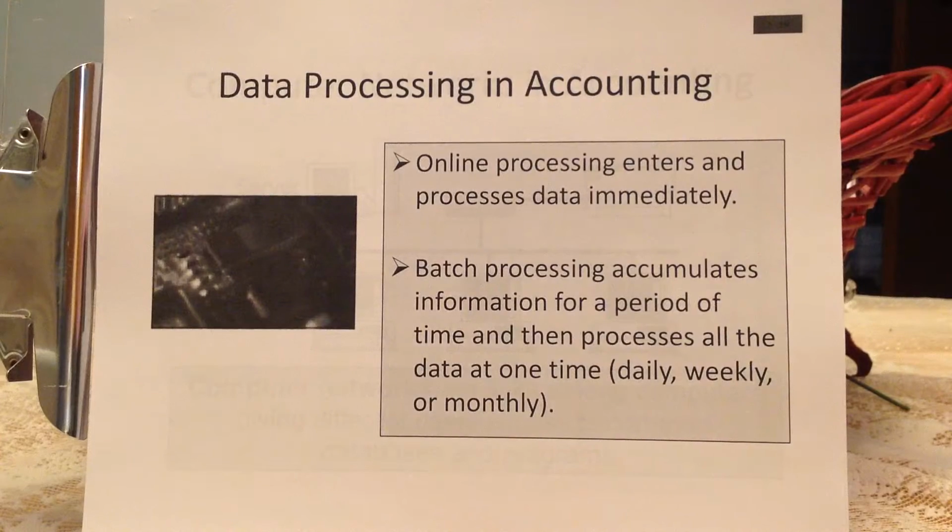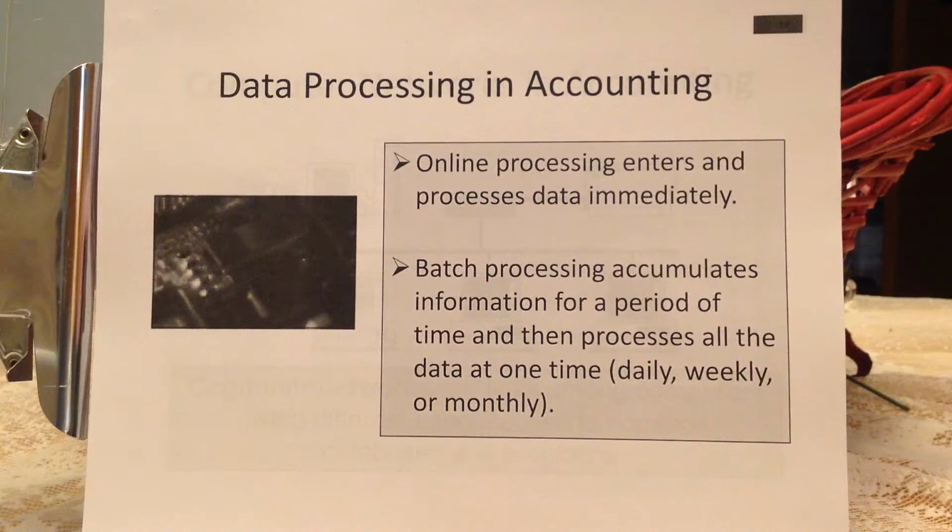Data processing and accounting. Online processing enters and processes data immediately. Batch processing accumulates information for a period of time and then processes all of the data at one time: daily, weekly, or monthly. A lot of batch processing is like when you are working on a cash register, and they print out all those totals at the end of the day or end of your shift before they let somebody else on your machine, and they pull all the cash out. That's to tie everything out and make sure that it all gets processed correctly. That would be called batch processing.